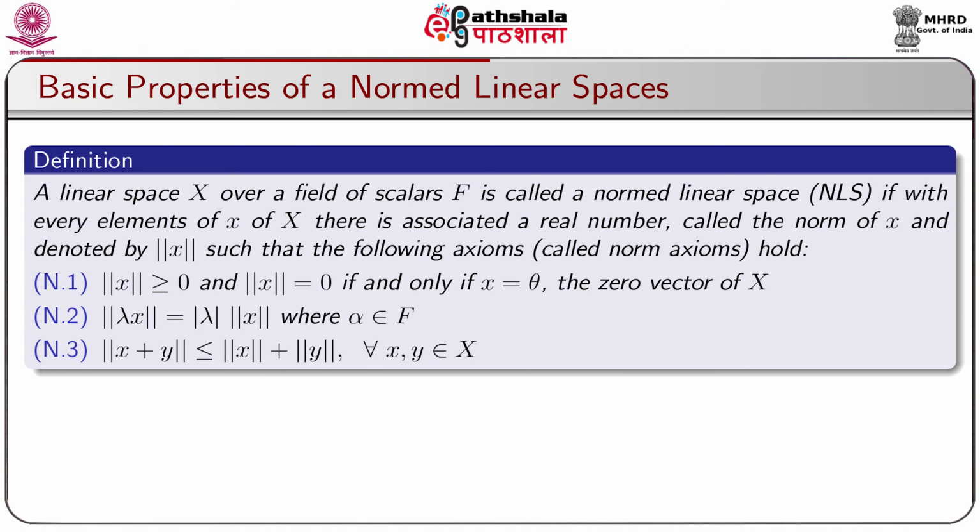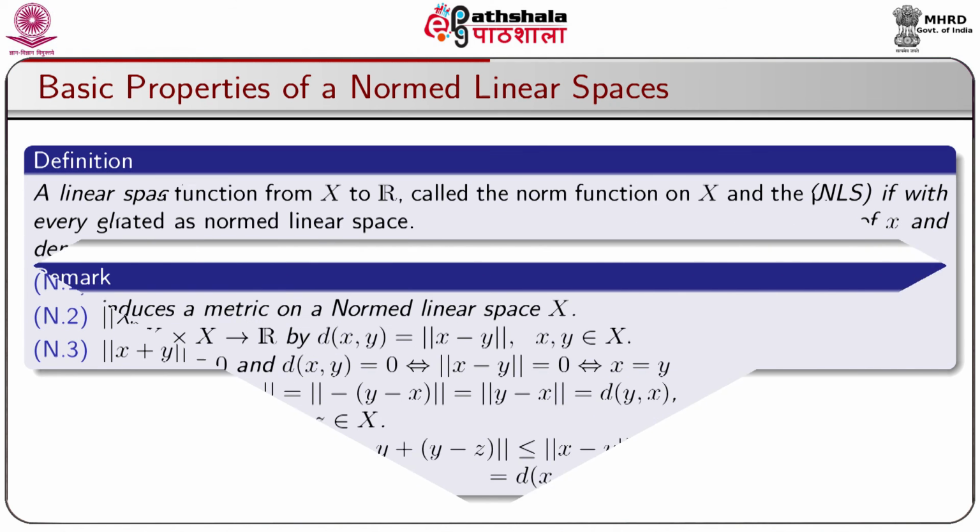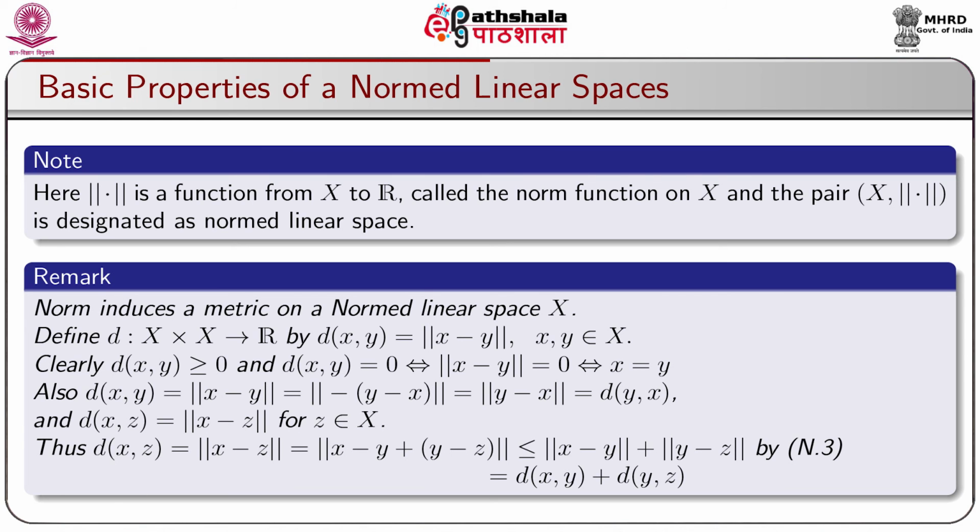The second axiom, norm axiom 2, written as N2: the norm of lambda x is equal to mod lambda into the norm of x, where lambda belongs to F. And norm axiom 3: the norm of x plus y is less than or equal to the norm of x plus the norm of y for all x, y belonging to X. Here this is a function from X to R called the norm function on X, and the pair X with this norm function is designated as a normed linear space.